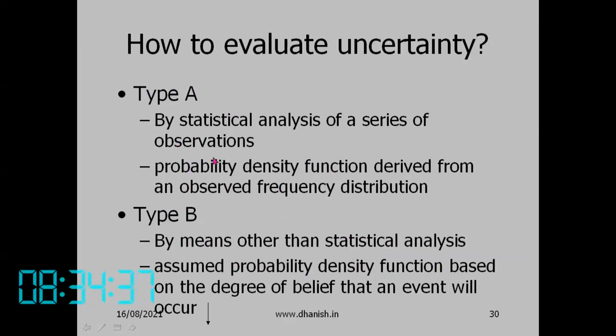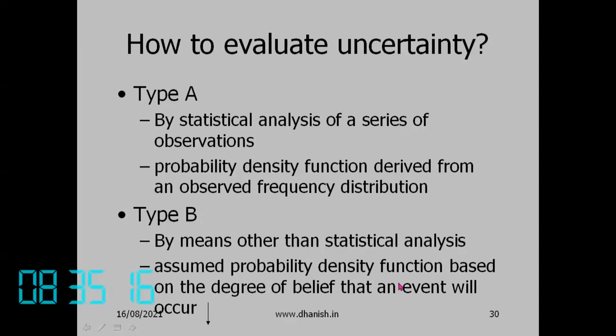So type A is statistical analysis. Type B is by means other than statistical analysis, so any other method falls under type B. Only the statistical method falls under type A. Here we assume a probability density function based on the degree of belief that an event will occur, how likely it is to change at different values of the variable. So you assume some probability density function, either uniform or triangular, which are very popular, or normal.